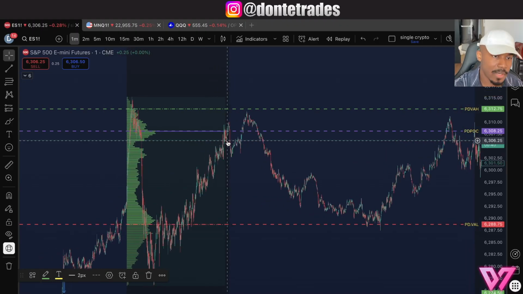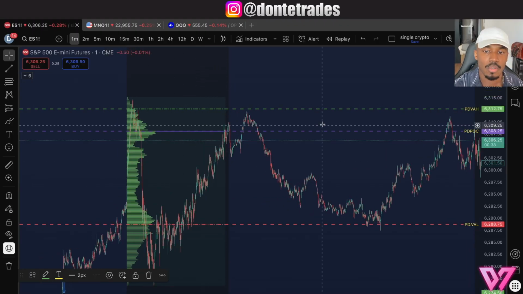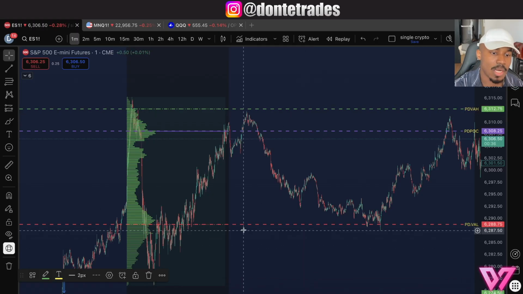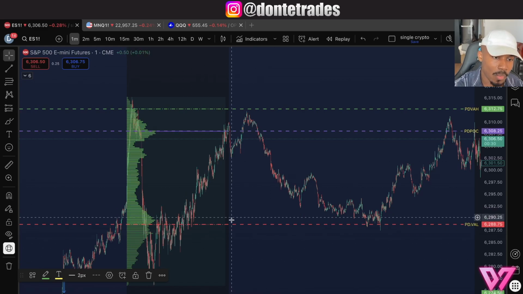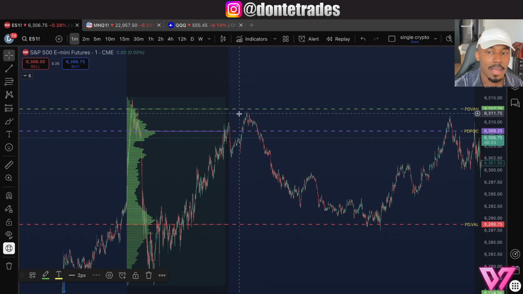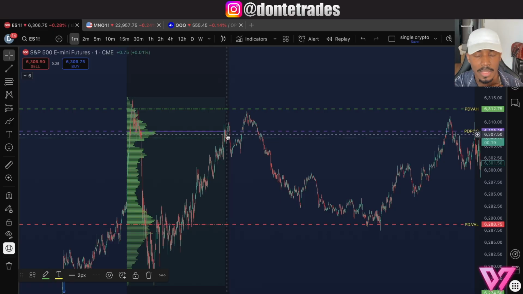But again, to just keep it very simple, you draw out the value area high, you draw out the value area low for the previous day, and then you just look at the point of control. When we get around the value area low, I'm generally looking for longs, and when we get to the value area high, I'm generally looking for shorts. And when we're at point of control, I'm usually looking at this possibly for a take profit, possibly for an entry.